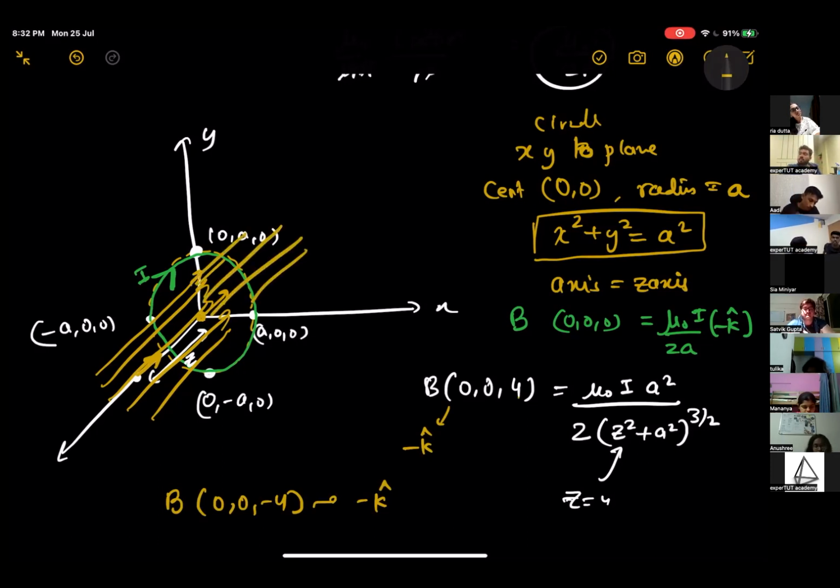It's always minus k, with respect to the point. ठीक है। It's always going from this side to this side. Magnetic field lines will go. Fine. Okay, everyone. यहाँ तक समझ में आ गया?